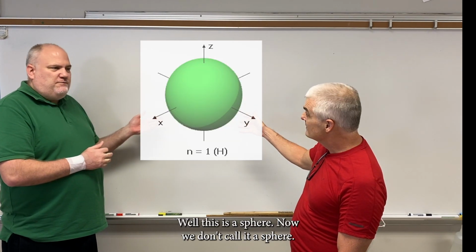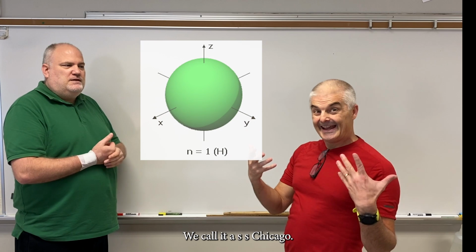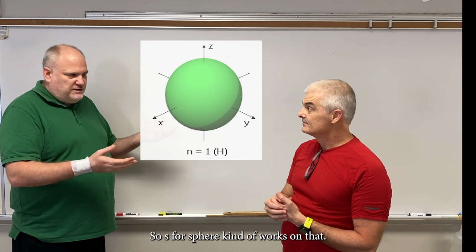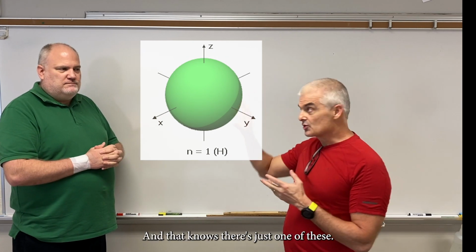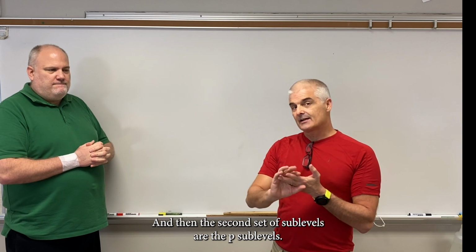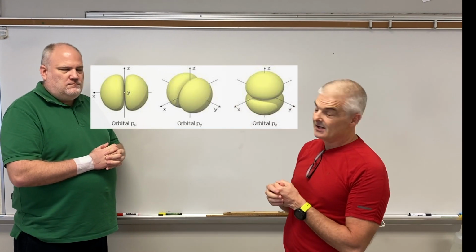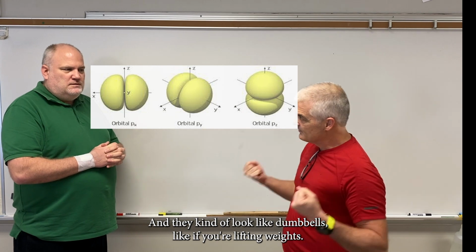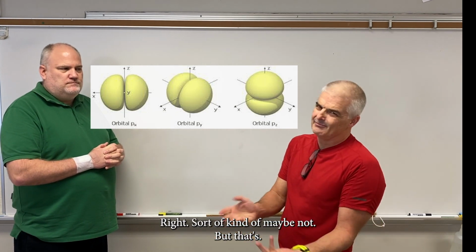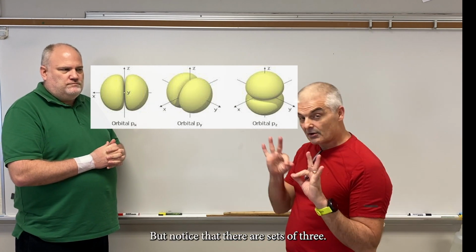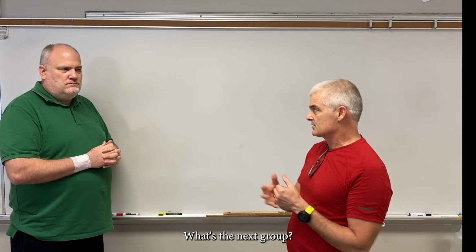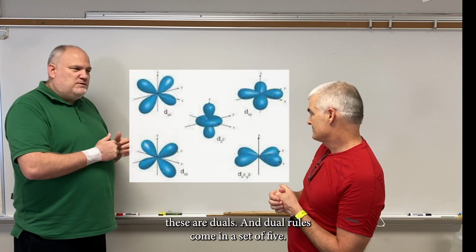Well, this is a sphere. Now, we don't call it a sphere, we call it an S. An S-shaped orbital. So S for sphere works nicely. And notice there's just one of these. The second set of sublevels are the P sublevels, and they kind of look like dumbbells, like if you're lifting weights, right? Sort of, maybe not. But notice that there are sets of 3. What's the next group? These are d orbitals, and d orbitals come in a set of 5.